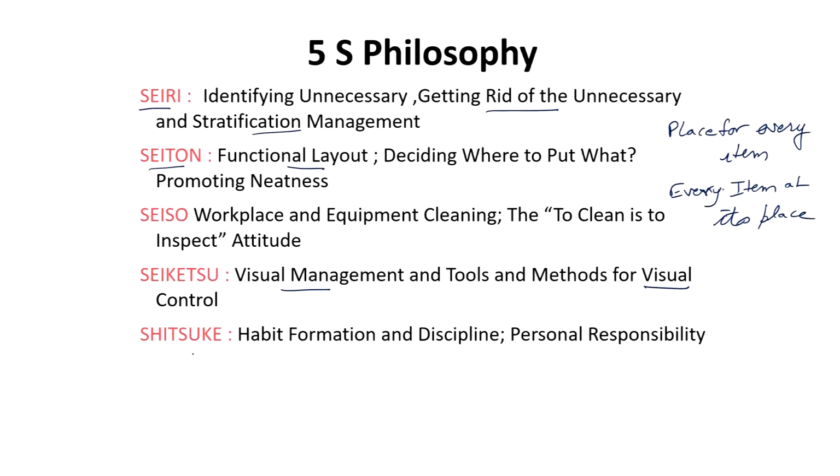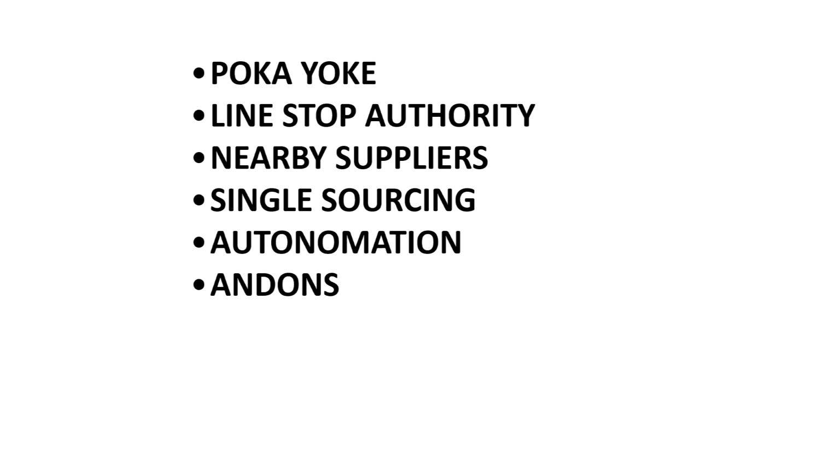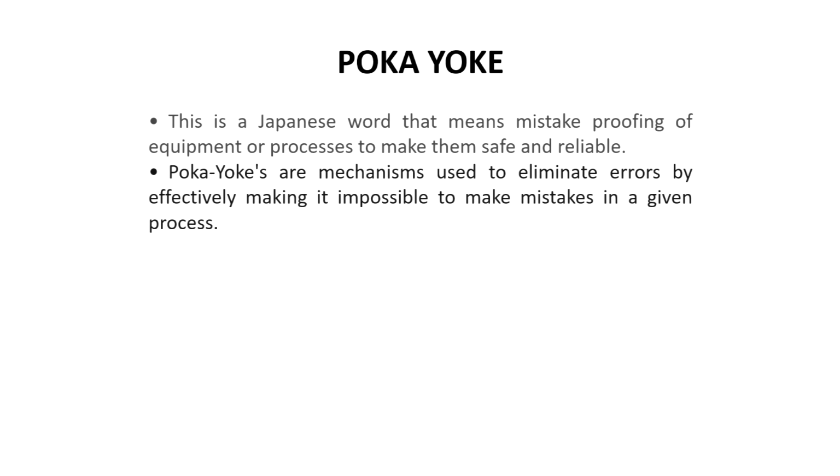Then comes Shitsuke, that means habit formation. No manager is going to ask you to perform these 4 tasks, it is a discipline, self discipline, and people do it as their own personal responsibility. Now, we look at some more techniques: Poka-yoke, line stop authority, nearby suppliers, single sourcing, automation and add-ons, though I am discussing them along with other areas. Let us see a brief description of them.